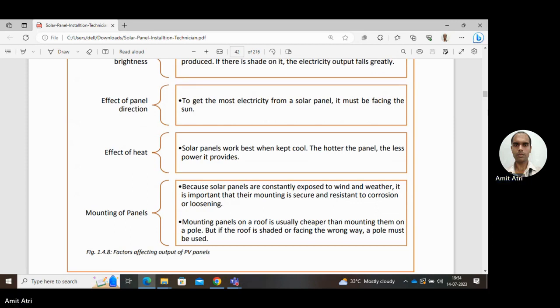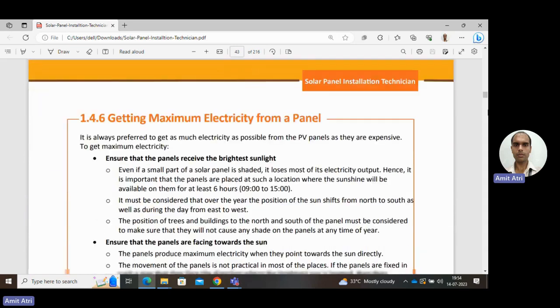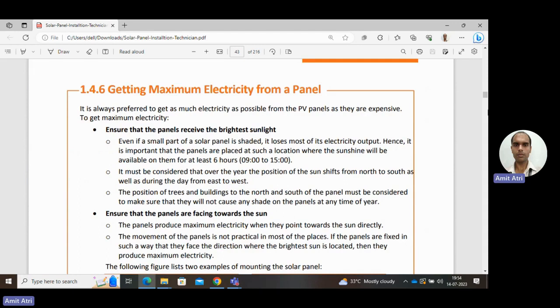Mounting of panel. So how does mounting a panel affect it? Because solar panels are constantly exposed to wind and weather, it is more important that their mounting is secure and resistant to corrosion or loosening. And mounting panels on a roof is usually cheaper than mounting them on a pole. That is okay, because the roof is a flat surface, we can easily mount it. On a pole it will be difficult. But if the roof is shaded or facing the wrong way, then we need to use a pole. These factors we will see in detail in our coming units.